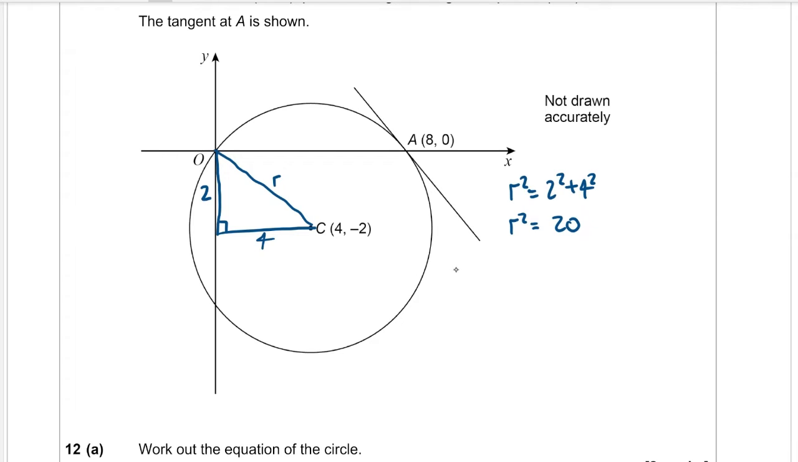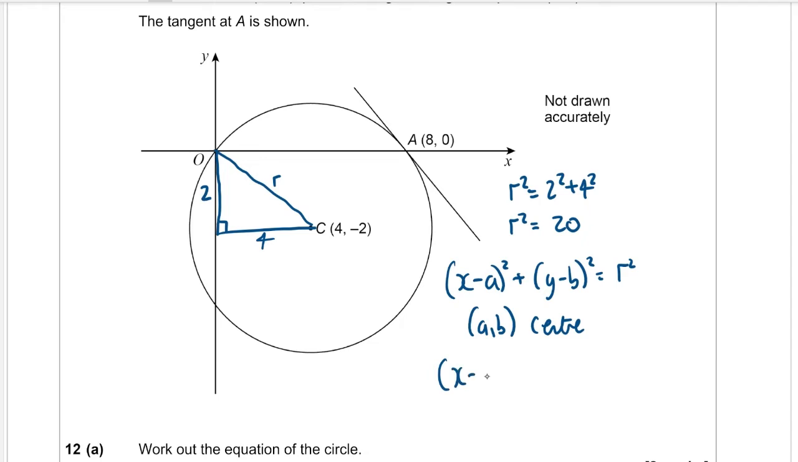And the equation of a circle is given by (x minus a) squared plus (y minus b) squared is equal to r squared, where (a, b) is the centre. So I know what the centre is and I know what r squared is, so I can write (x minus 4) squared plus (y minus minus 2), which is plus 2, squared, is equal to 20.